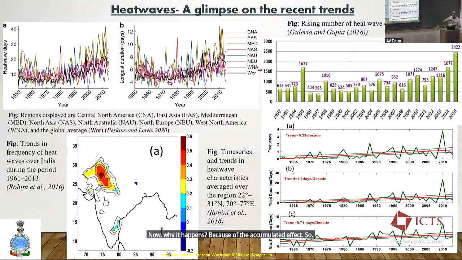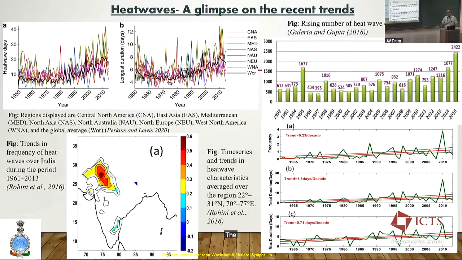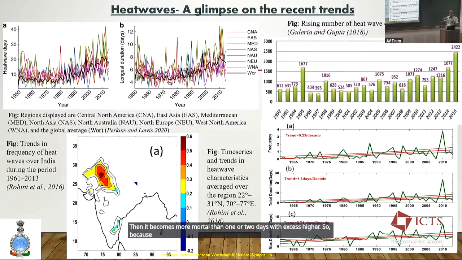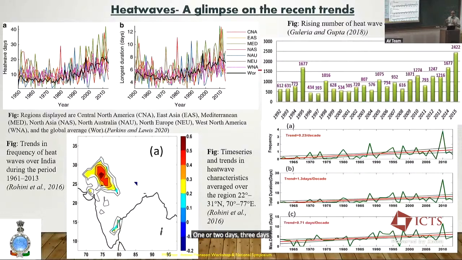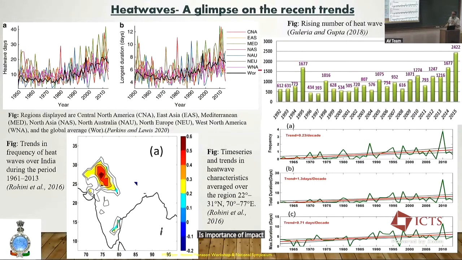For impact on heat waves, there are studies from Australia which have shown that over longer durations, when a cumulative heat wave index is high, it becomes more deadly than 1 or 2 days of excessively high heat. Our body responds well for 1, 2, 3 days because of its mechanisms, but if it is accumulated, even low heat wave conditions over a long time are equally dangerous as 1 or 2 days of strong heat wave conditions. So that is the importance of impact-based forecasting, and that is what we are trying to do.